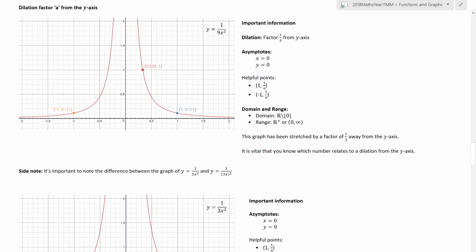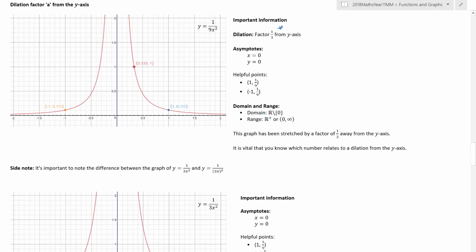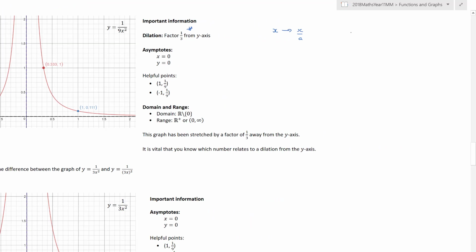Dilation of factor A from the y-axis. Now, if I have a factor of 1/3 from the y-axis, if you remember your algebra, when you are dilating from the y-axis, you replace x with x on A, where A is your scale factor or your dilation. So my original function was 1 over x squared. I'm now going to replace that with 1 over (x on 1/3) squared. Now, many of you are already looking at it going, oh no, that's horrible. Yes, it absolutely is. When I've got x over 1/3, I'm going to write that out longhand. It's x divided by 1/3. And keep, change, flip means that x divided by 1/3 is exactly the same as (3x) in brackets squared.